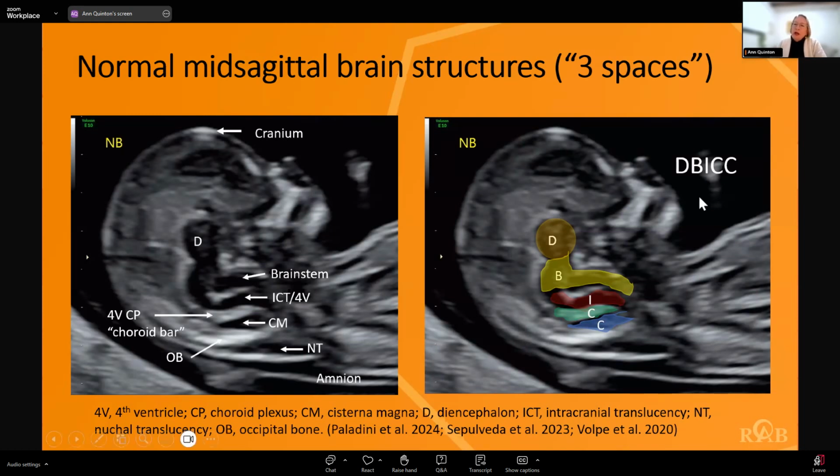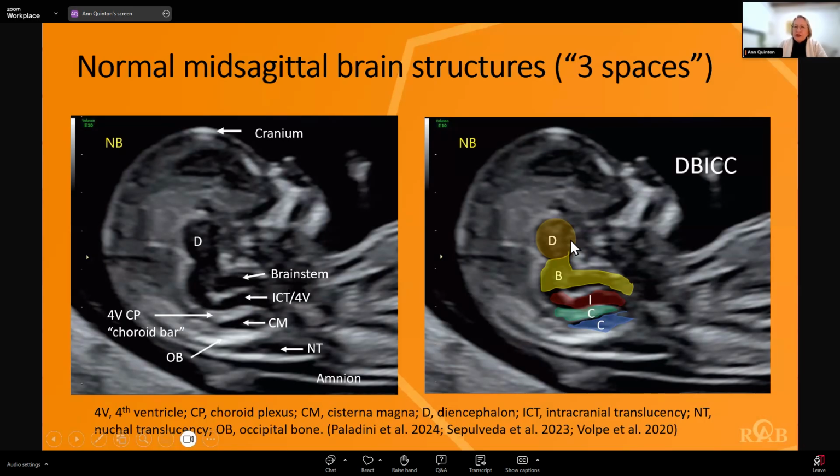So what I came up with was DBIC, so DBICC. And when I look at the fetal brain now, I say to myself, okay, DBIC, can I see those 4 structures? There's the 3 spaces that we're looking at in this posterior part of the brain, but there's actually 4 structures.